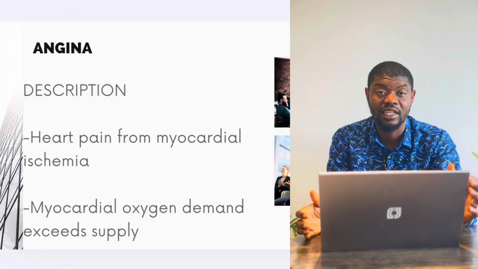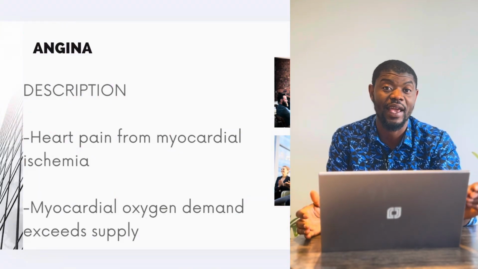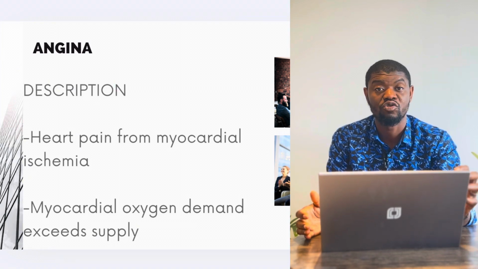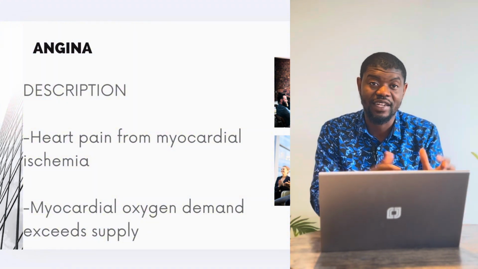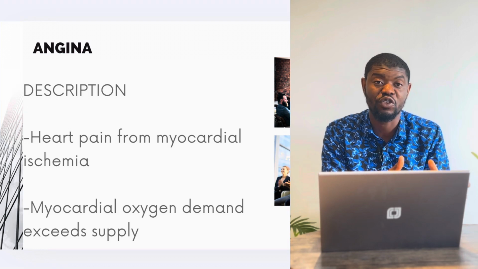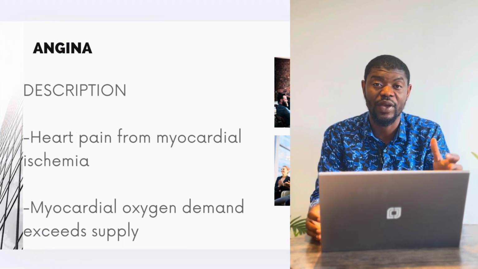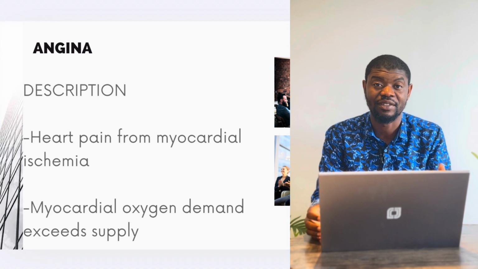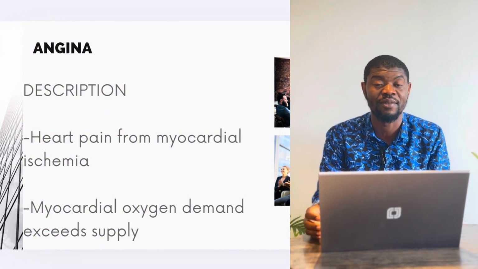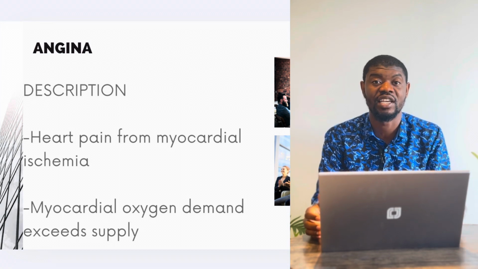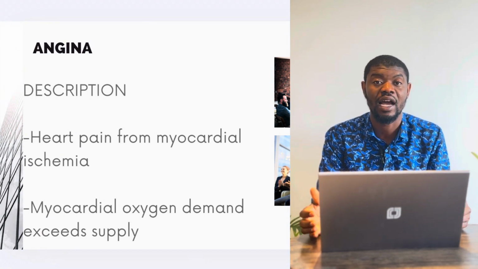So angina is usually described as heart pain from myocardial ischemia. So when the muscles of the heart do not receive enough oxygenated blood, that is referred to as heart ischemia, and usually it is accompanied by pain, and this pain is what we refer to as angina. So usually in angina, we say that the myocardial oxygen demand exceeds myocardial oxygen supply, and this is usually as a result of atherosclerosis or a blockage in some of the coronary arteries.